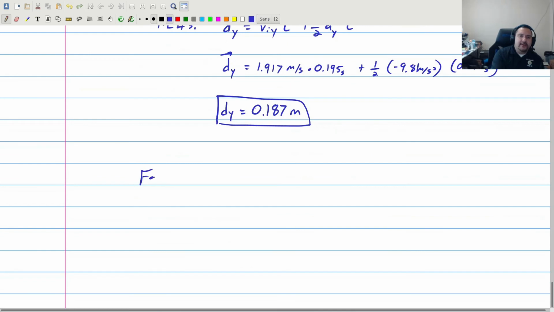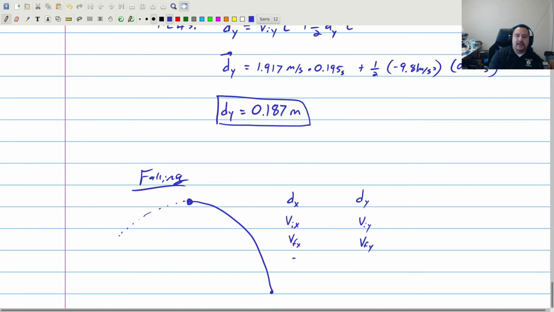So when we are falling, this is not the rising part, this is the falling part. So now we're looking at when we're up at the top of our trajectory. We've already done the part where it rises here. We're only looking at the part where it falls now. Okay, so let's make some new variables. Distance in the x direction, distance in the y direction, v initial x, v initial y, v final x, v final y, ax, ay, and t.